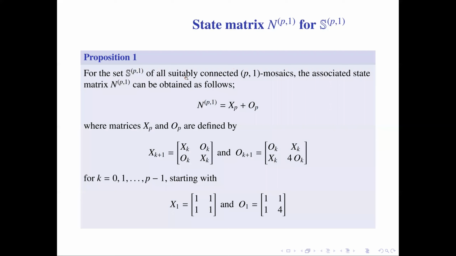Proposition 1 shows the state matrix NP1 for SP1. For the set SP1 of all suitably connected P1 mosaics, the state matrix NP1 can be obtained as follows. Here XP and OP are defined like this.